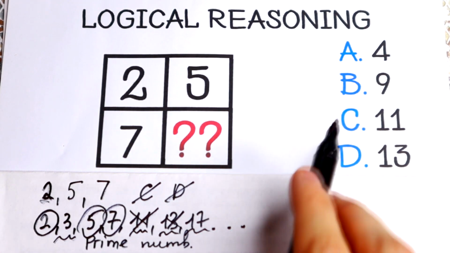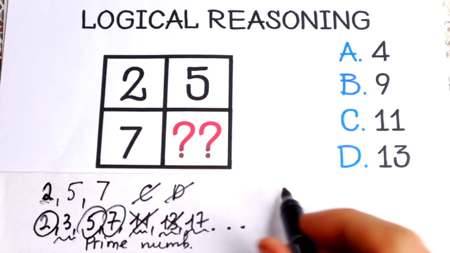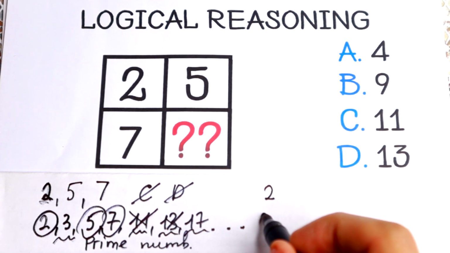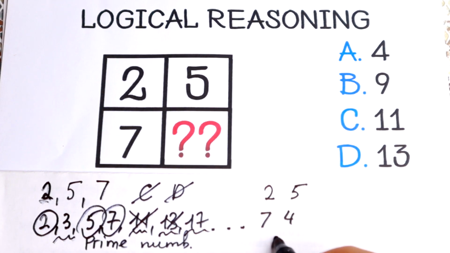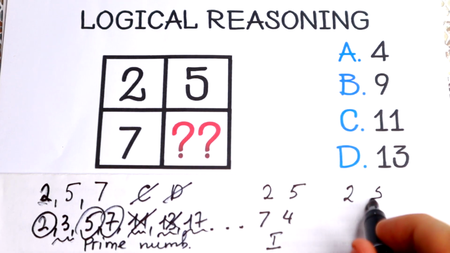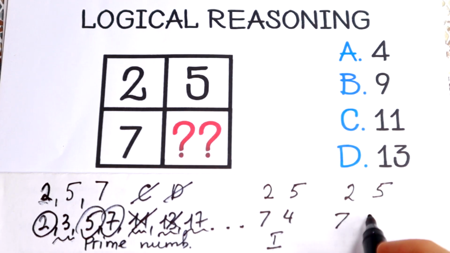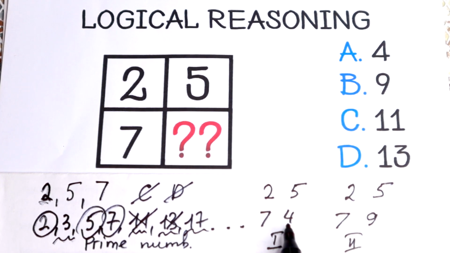Let's go next. We still have 2 options, 4 and 9. I want to write this box right here. We have 2, 7, 5, and 4. This is the first case. And right here we will have 2, 5, 7, and 9. This is the second case. One of these cases is correct. But what about the solution? Which one is correct, 4 or 9?